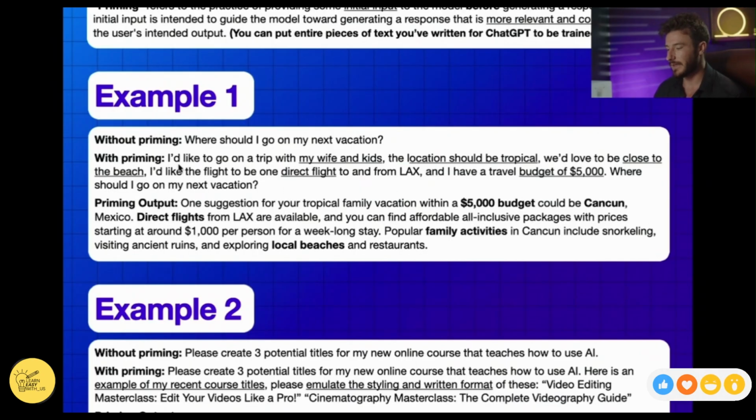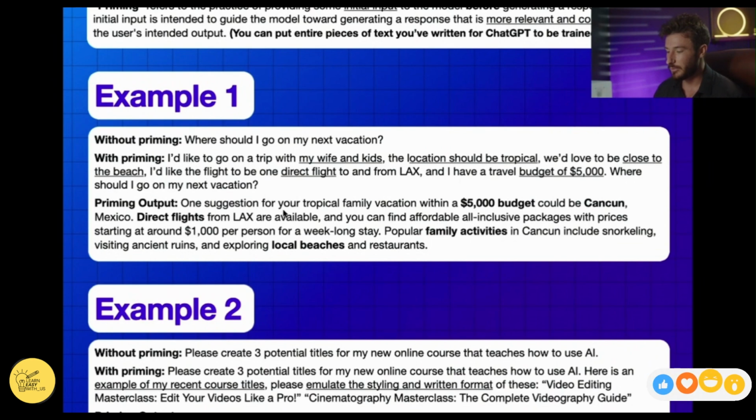Now, if we go in and we prime our prompt, we can say something like, I'd like to go on a trip with my wife and kids. The location should be tropical. We'd love to be close to the beach, and I'd like the flight to be a direct flight to and from LAX, and my travel budget is $5,000. Then I ask my question, where should I go on my next vacation?